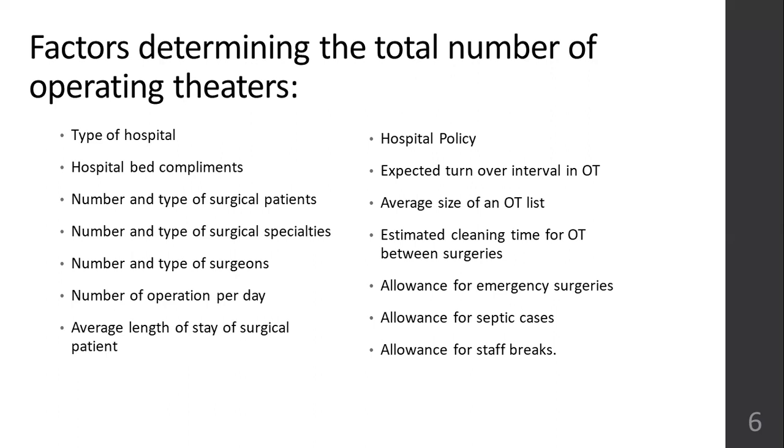Hospital bed complement. The more beds you have in a hospital, the more OTs you will require. Usually 1% or 2% of the total bed strength should be the number of OTs, something like that. That is the percentage value. For every 100 beds, 2 OTs should be available. So if it is a 1,000-bedded hospital, you will have more than 20 operation theater complexes.